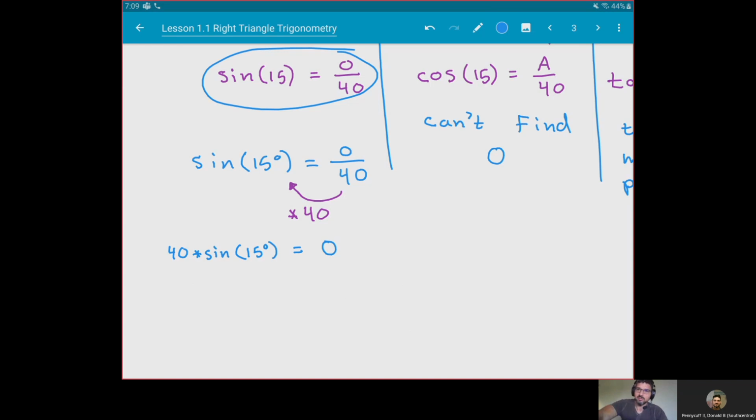So I think I'm going to pull up something, see if I can find a calculator app on the internet. Let's see if I can put this in degrees.